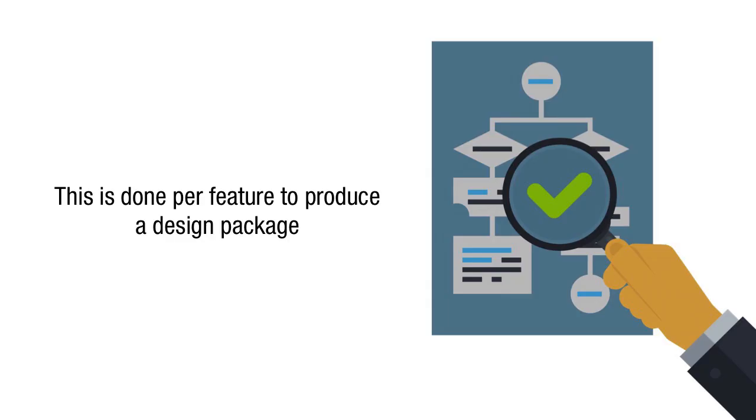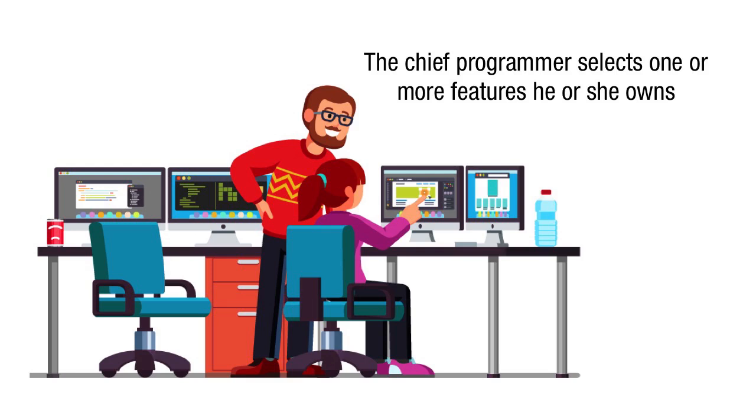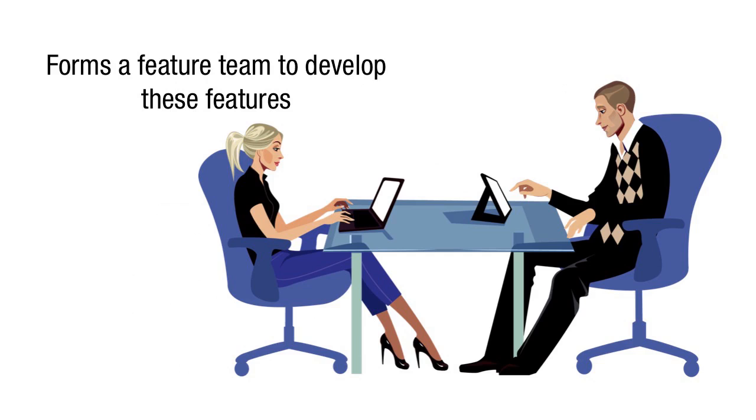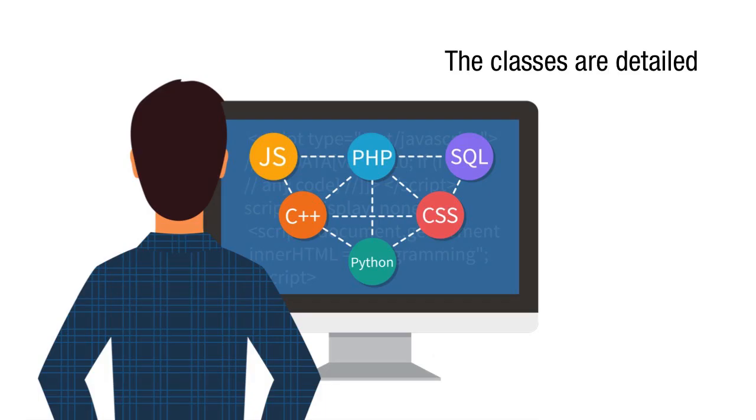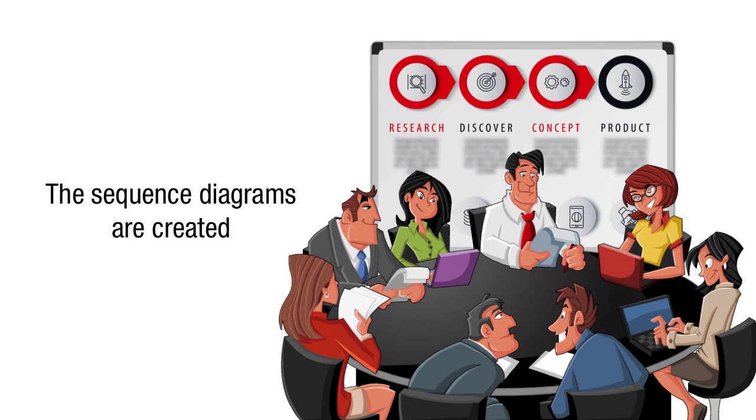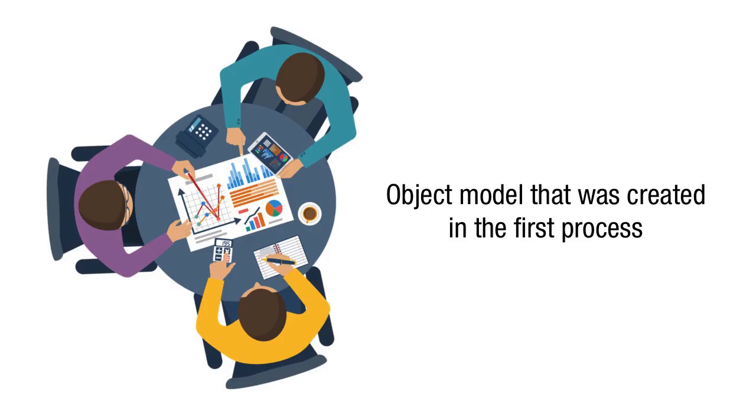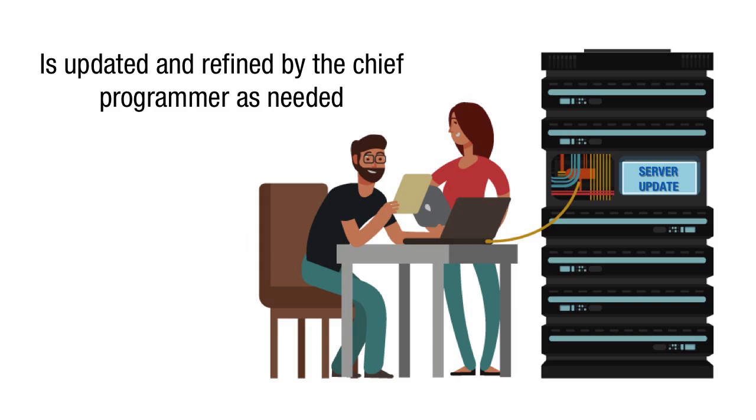Designing by feature. This is done per feature to produce a design package. The chief programmer selects one or more features he or she owns and forms a feature team to develop these features. The classes are detailed. The sequence diagrams are created. And the object model that was created in the first process is updated and refined by the chief programmer as needed.